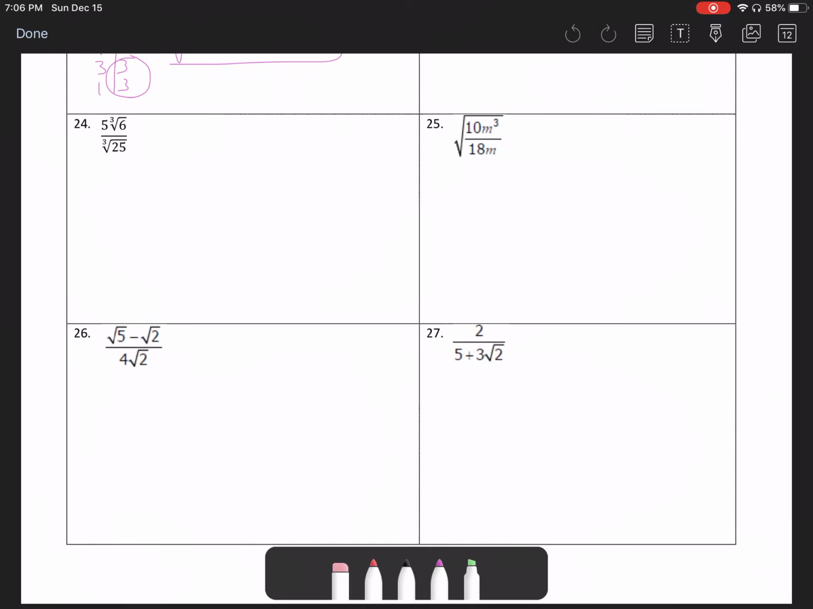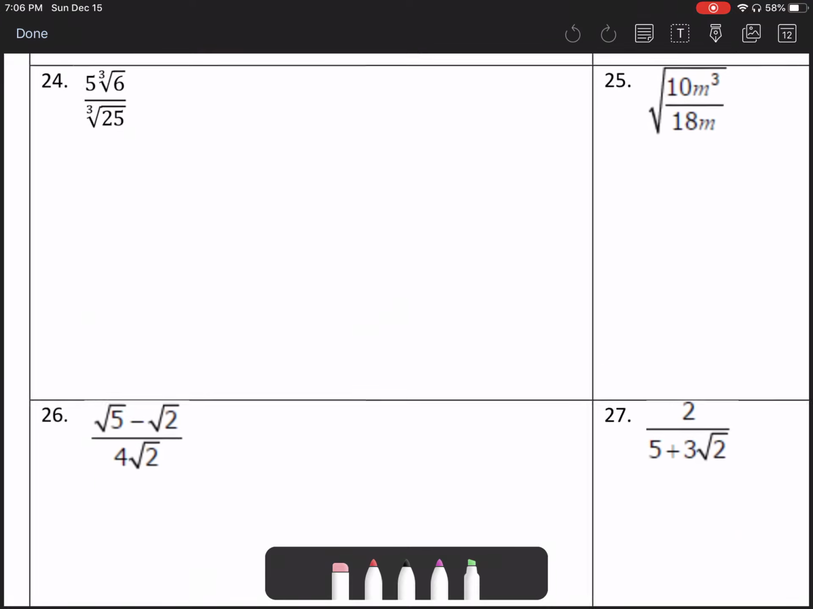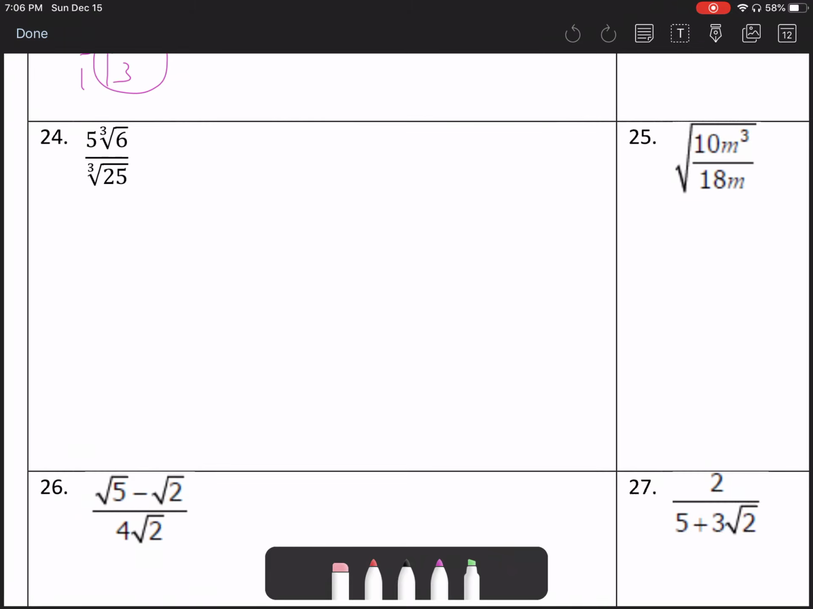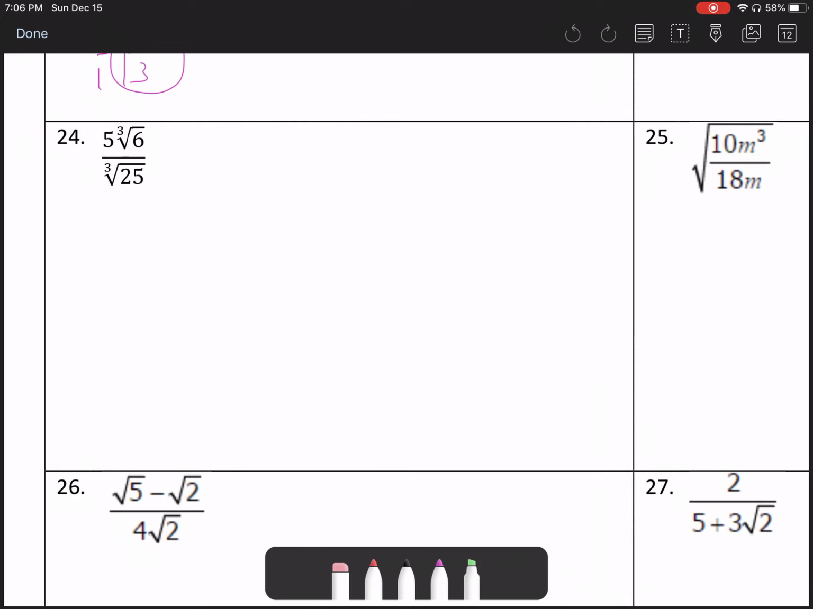So I look at 6 and 25. Now the 5 is on the outside, so we cannot do anything with the 5 on the outside. I look at the 6 and the 25 and realize that they can't be simplified at all. So what I need to do is get rid of that radical in the denominator. One of the first things that I do to get rid of that radical in the denominator is figure out what I have and what I need.